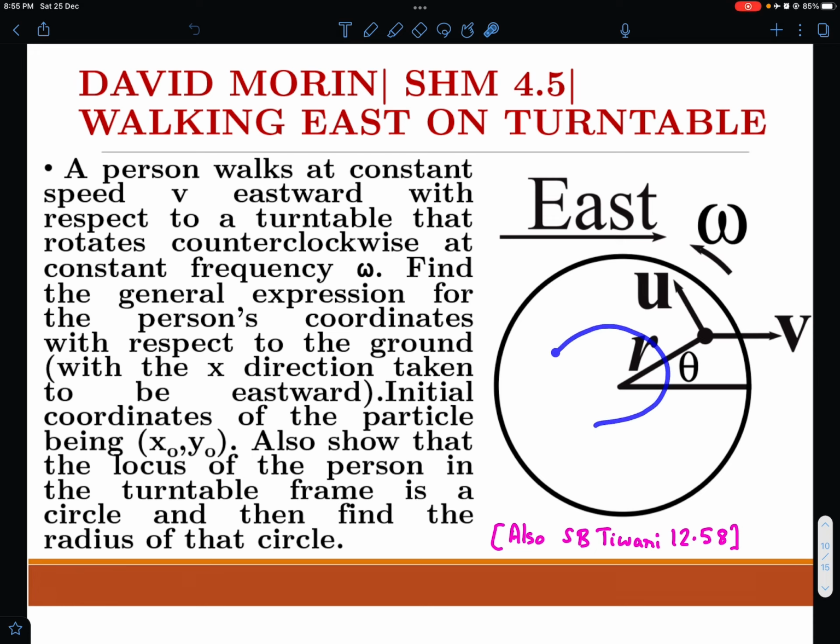So this turntable is rotating, and the observer is moving with respect to the turntable always facing eastward. Obviously east is an absolute direction, right? So moving east with respect to the turntable means what? He's always facing east and trying to run with respect to the turntable that rotates counterclockwise at constant frequency omega. It's supposed to be angular frequency, but that's how the term is sometimes used. So it's rotating with an angular velocity omega.